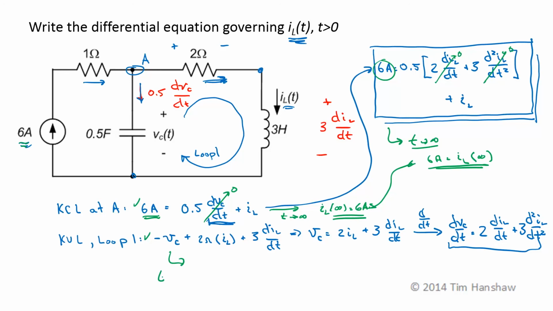In this one, as t goes to infinity, minus V sub C plus 2 I sub L, with derivatives again going to 0, is equal to 0. So V sub C at infinity is equal to 2 times I sub L of infinity. I sub L of infinity is 6 amps, so this is 12 volts. That also agrees with our previous result.